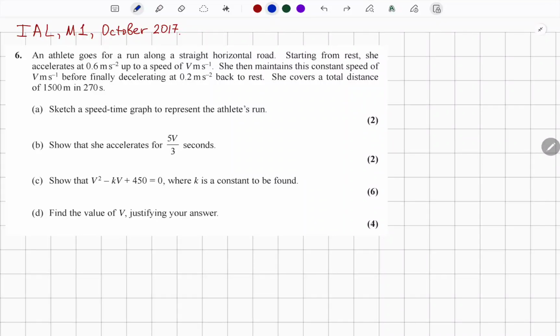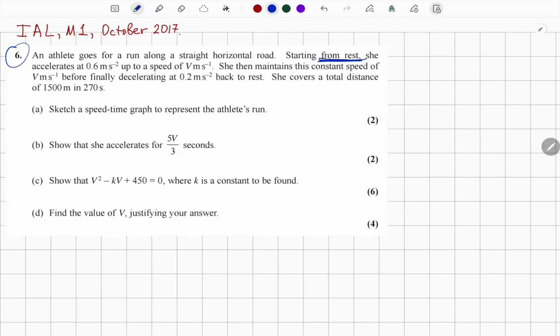Hello, welcome to the video where we discuss International A-Level Mechanics 1, October 2017. So it's problem number 6. An athlete goes for a run along a straight horizontal road, starting from rest. It's important, so important pieces of information must be underlined.